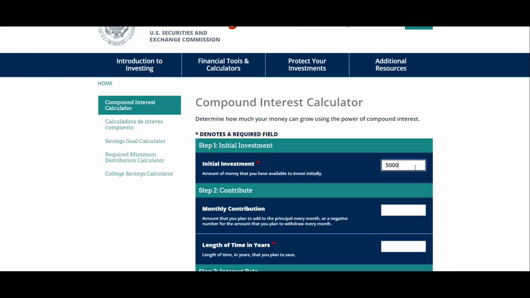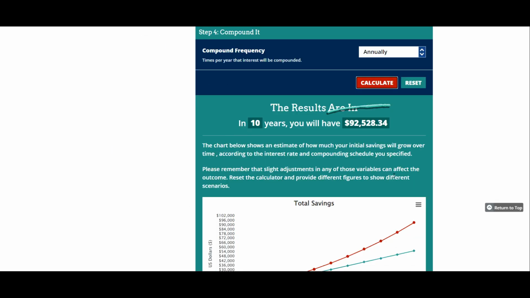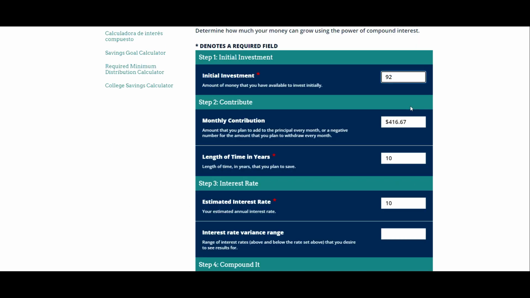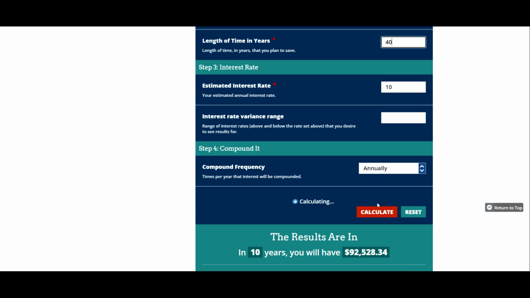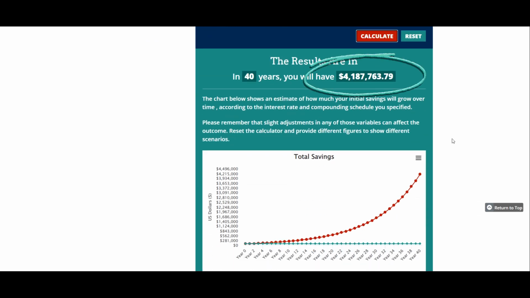And that is without adding any more money to that account. Imagine if you invested like $5,000 every year for just 10 years. After 10 years, you would have made over $92,000. If you don't even invest any money after that and just let it grow at 10% rate, in another 40 years, you'll have over $4 million.